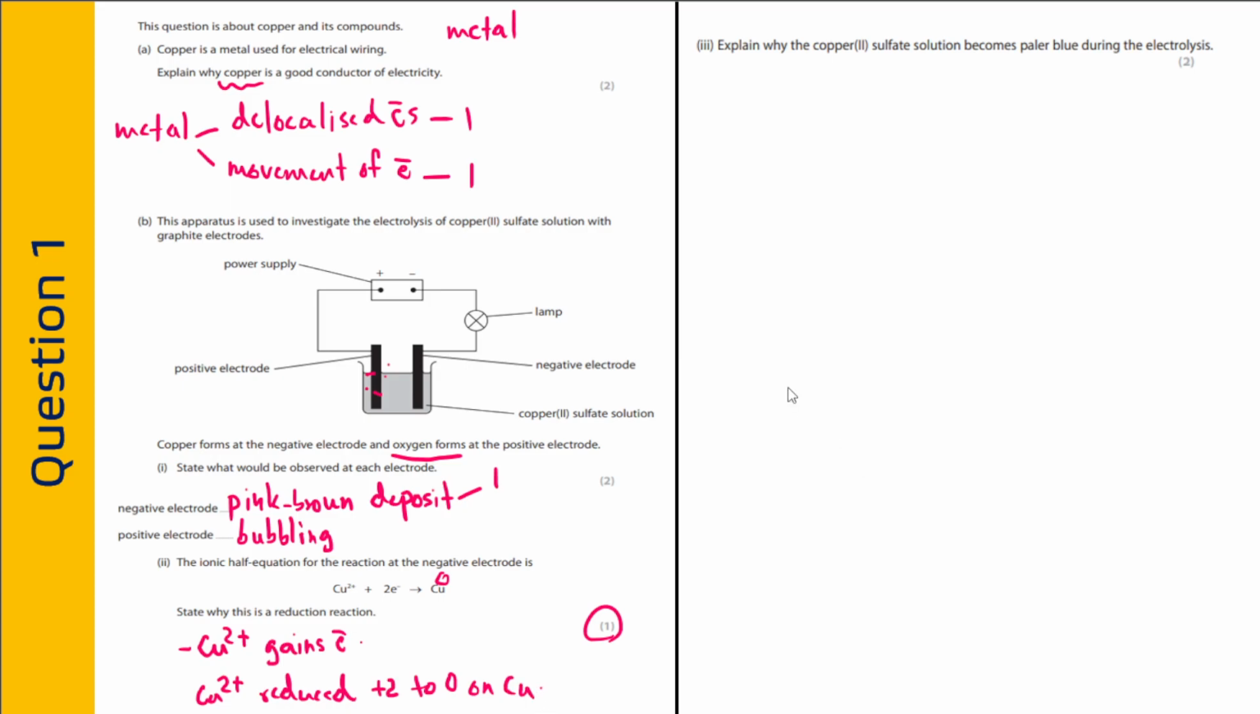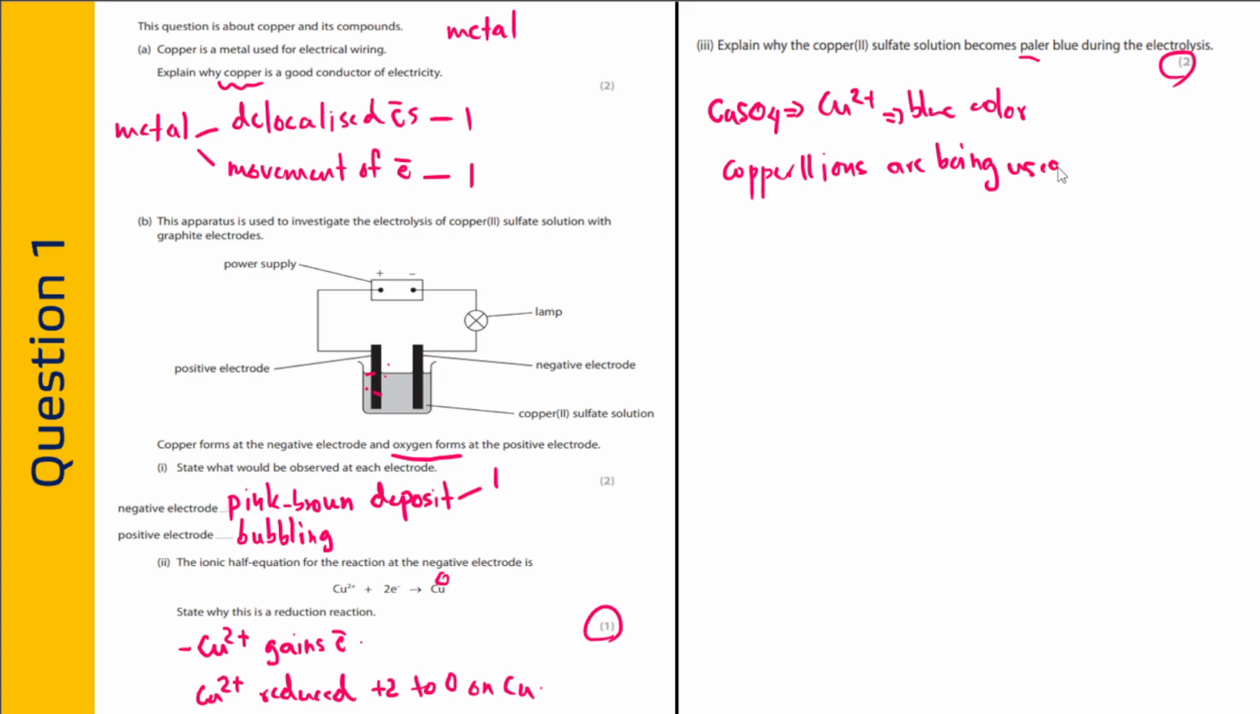Now explain why the copper sulfate solution becomes paler during electrolysis. So it's giving you 2 marks, so you must mention the blue color first. So in CuSO4, Cu2+ is responsible for the blue color. And the reason why it becomes paler is because copper ions, or Cu2+ ions, are being used up. Okay, so they are running out, so the color is becoming paler.